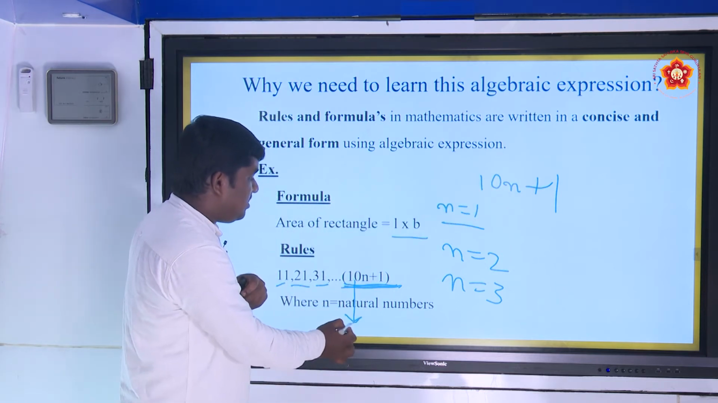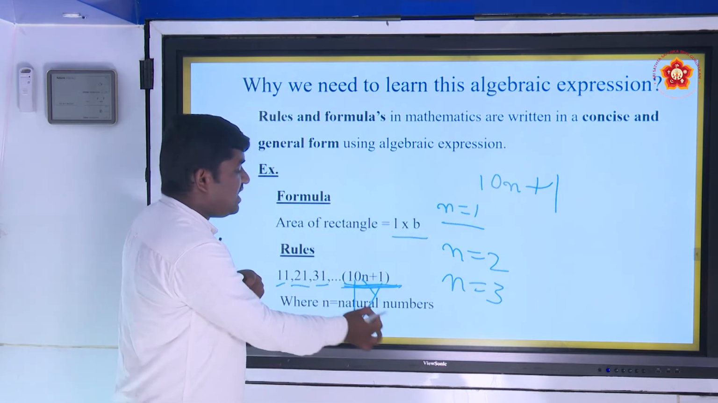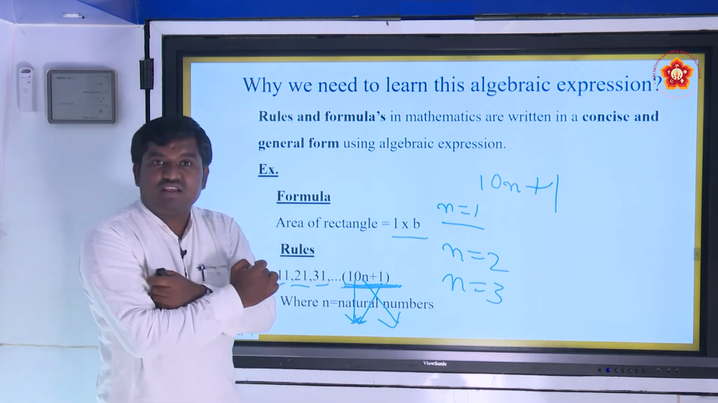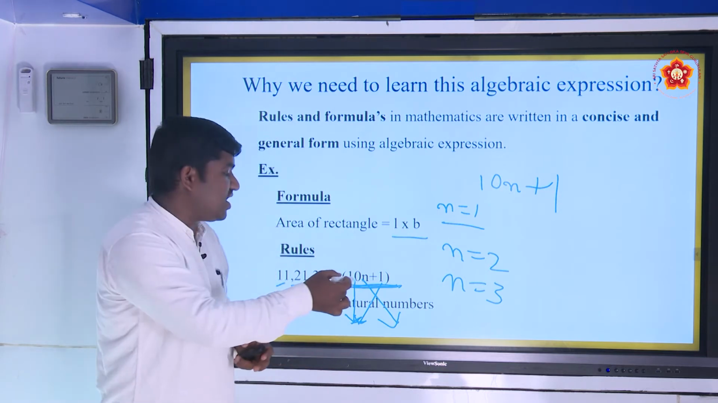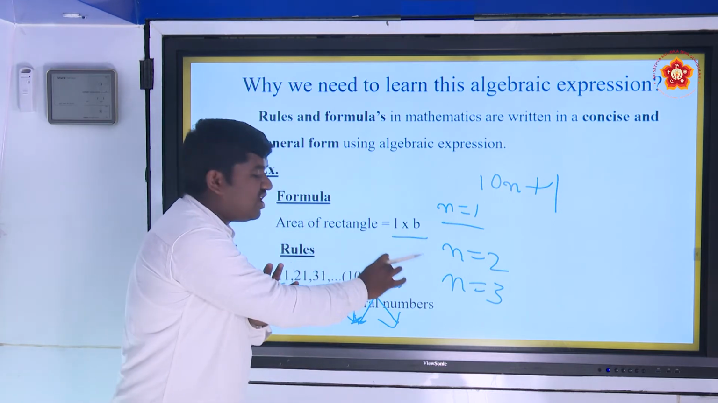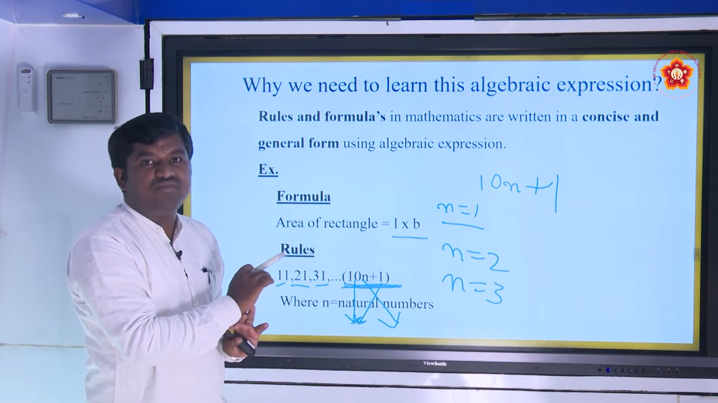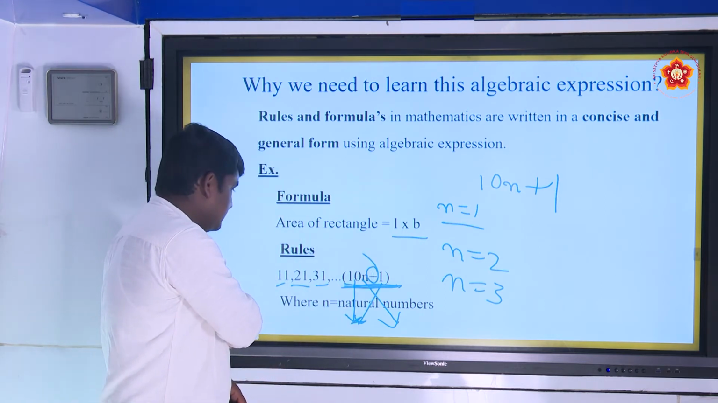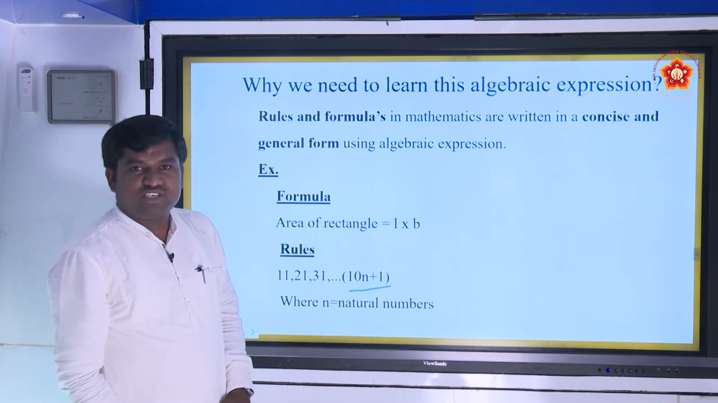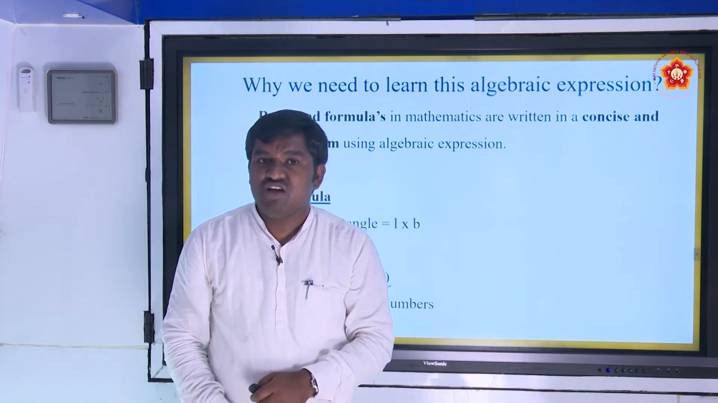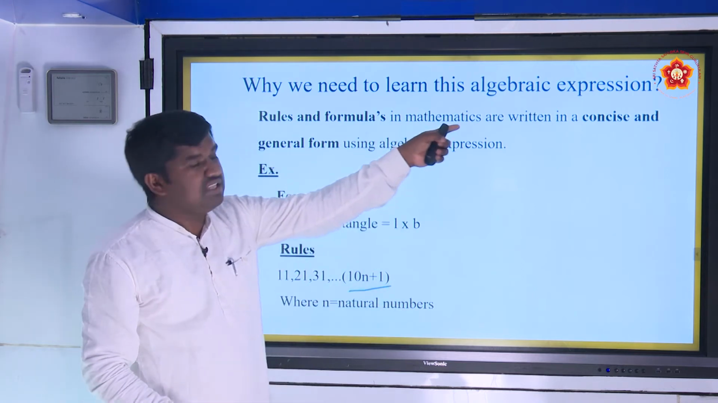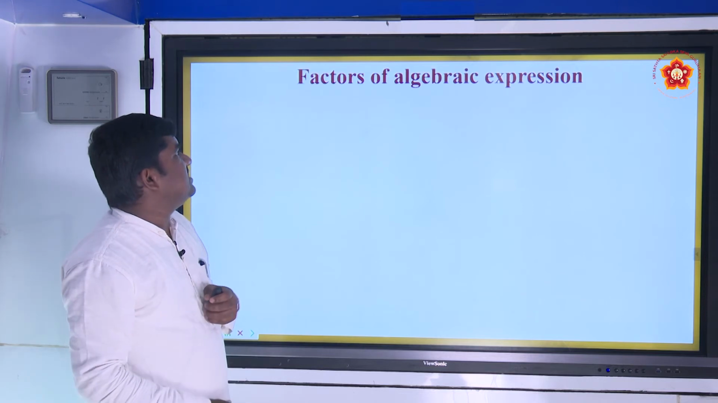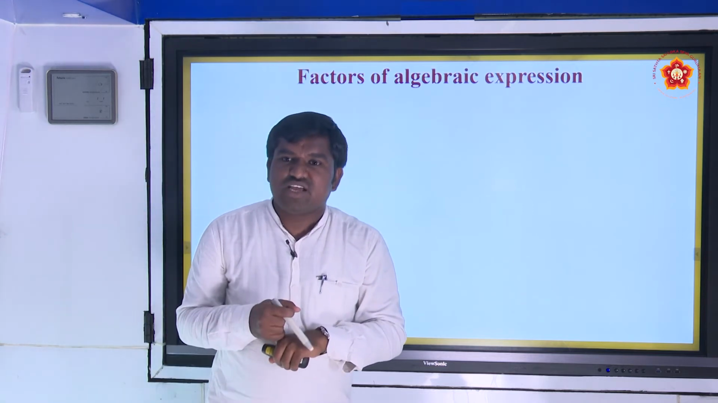See here, 10 is a constant, 1 is a constant, n is a variable. So 10 and n are connected by the fundamental operation multiplication. 10n and 1 are connected by the fundamental operation addition. Yes, so this is an algebraic expression. Yes, now you know why we need to learn algebraic expressions. Yes, next, factors of an algebraic expression.